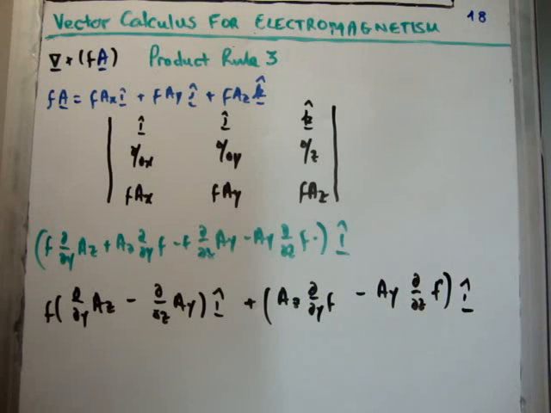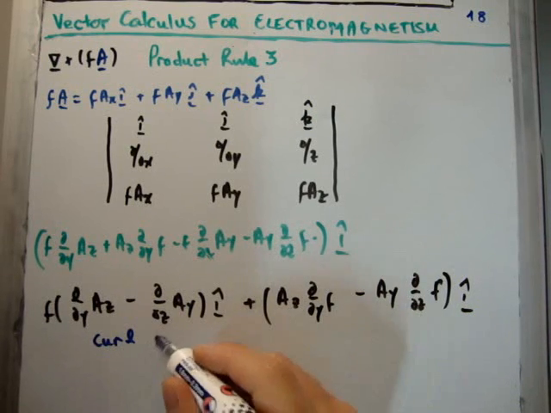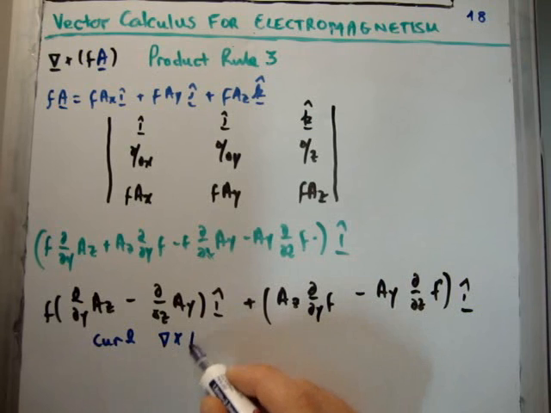So, now, let's analyze this. Does this look like anything? Del/del y of A sub z minus del/del z of A sub y. That looks to me like a cross product, or a curl in this case. That looks to me like the curl. So, is that the curl of A?